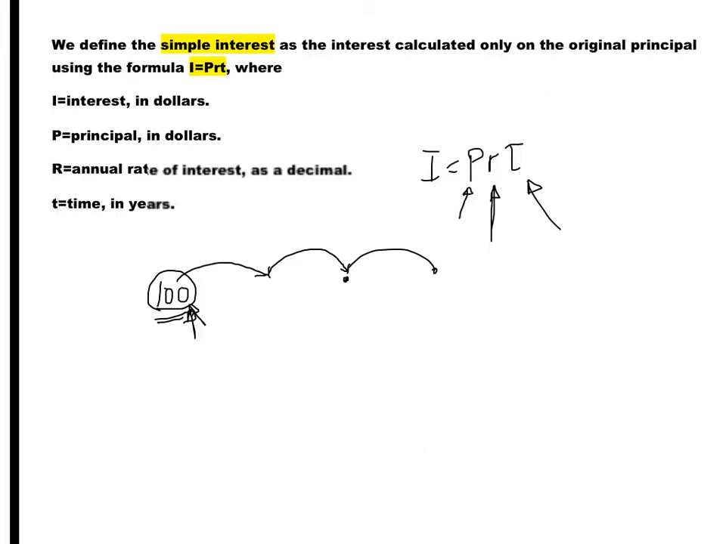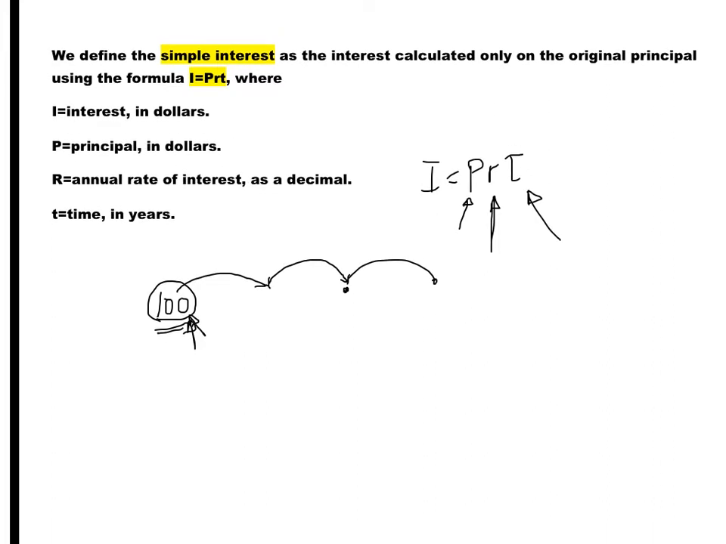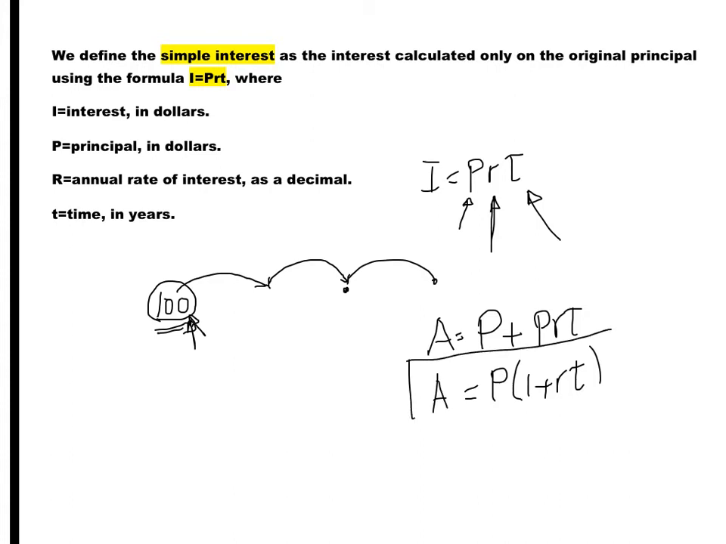Now, if you want to know what is the money in your account after T years, then you have to say that the amount, let's call that one A, is going to be the initial investment, which is P, plus the amount of interest, which is PRT. And then I can factor out P, so I get A equals P times (1 plus RT). This is the amount formula for a simple interest account.